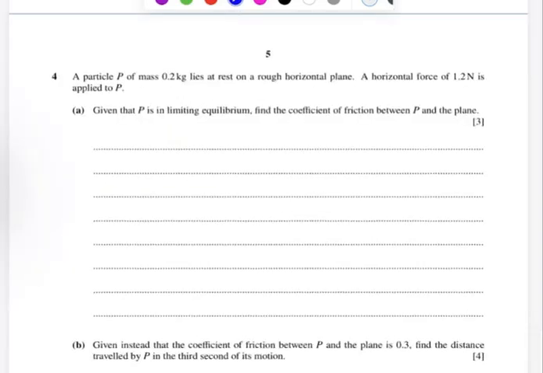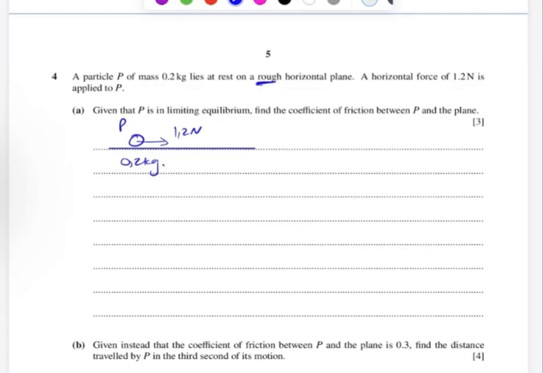A particle of mass 0.2 kgs lies at rest on a rough horizontal plane. Okay, that was really important information I almost left out. A horizontal force of 1.2 newtons is applied to P. Okay, so whether it's pushing it or pulling it, it's 1.2 newton, it'll have the same effect. It is given that P is in equilibrium. Find the coefficient of friction between P and the plane.